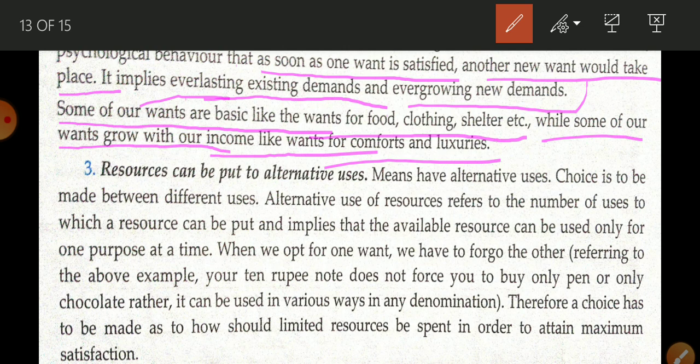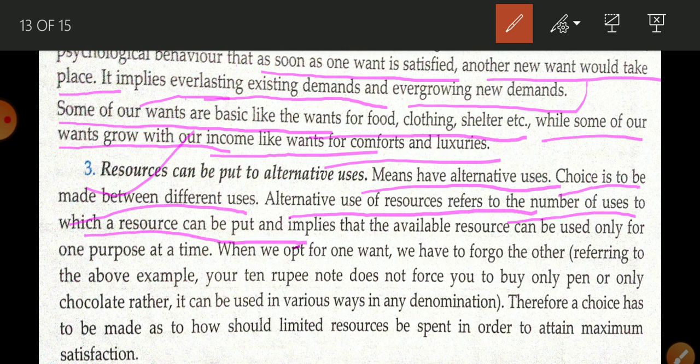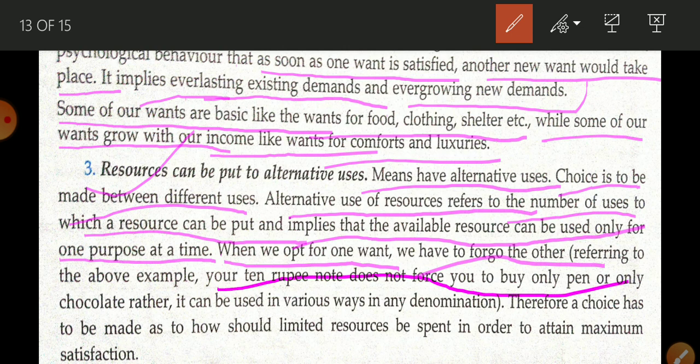Resources can be put to alternative uses. Already I had told you, means have alternative uses. Choice has to be made between different uses. Alternative use of resources refers to the number of uses to which a resource can be put, and implies that available resources can be used for only one purpose at a time. When we opt for one want, we have to forgo the other. For example, when you decide to purchase a pen or a chocolate, you have to forgo the other thing. So this is what alternative uses are.